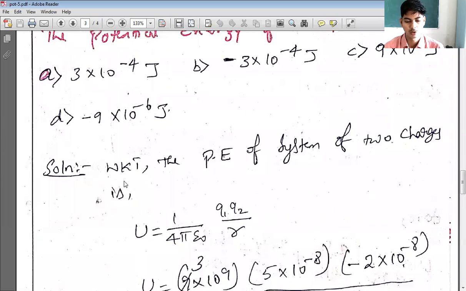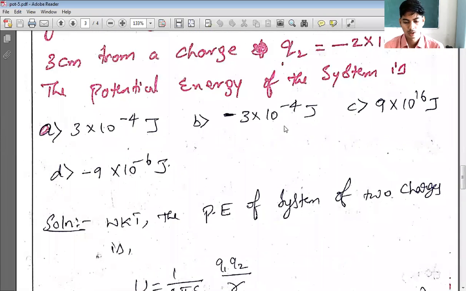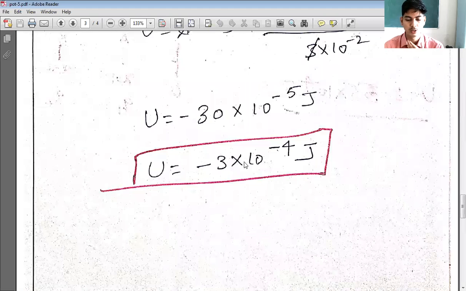Now, the options. That becomes 3 into 10 to the power of minus 4 joule. Shifting one decimal place, it becomes minus 3 into 10 to the power of minus 4 joules. This will be the potential energy of the system of two charges.